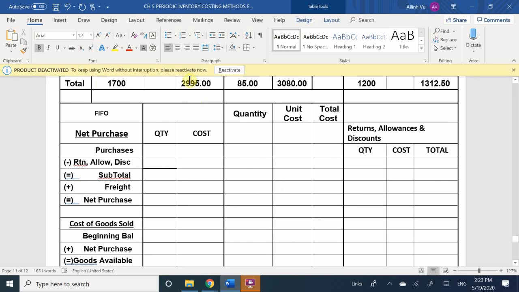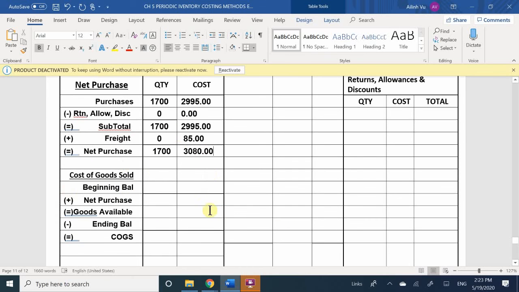Now that we've solved all of those totals, we're going to plug it into this table right here. So we had a total of 1,700 items, and it cost us $2,995. Did we have any purchase returns and allowances? No. So our number here is still going to be 1,700 at 2,995. Now another thing is freight expense. It doesn't have any items, so here you still have 1,700. So how much was freight? Freight is $85. So it gives you a grand total of 3,080.